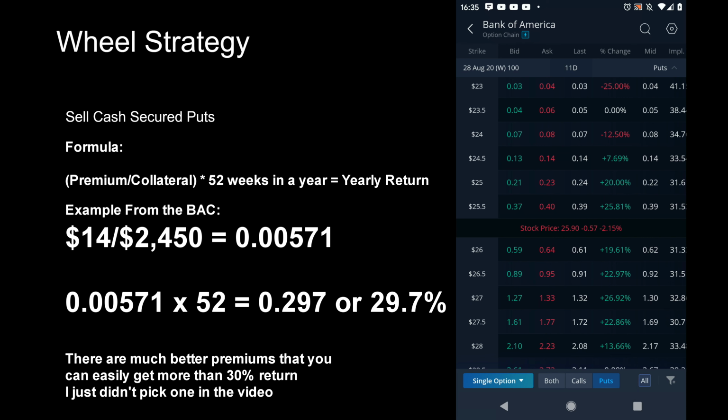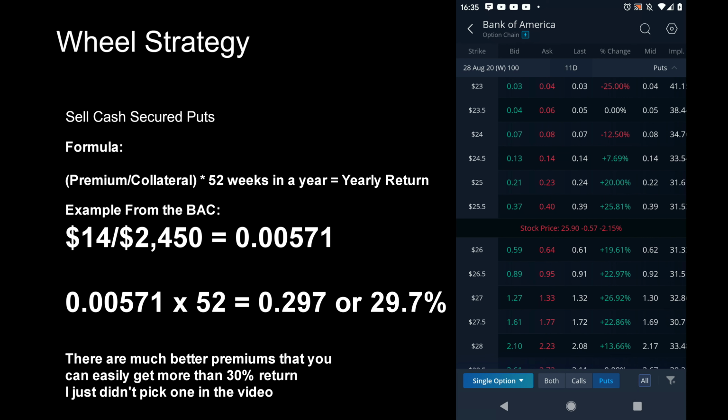But once you do get assigned, let's say that it goes all south, the worst thing that's going to happen to you is that you're going to get assigned 100 shares of that company. So that's why it's very important that you always pick companies that you know are going to be there for the long term and are always going to grow over time. So, worst case scenario, we're stuck with Bank of America. They are going to be paying us a dividend still, and they're going to eventually go back up to the original price, probably even higher.